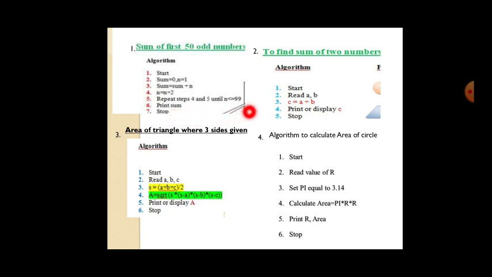So print sum. Next is find the sum of two numbers. Read a, b, c is equal to a plus b, print or display c, stop. So once you write the algorithm, it can be programmed in any language.